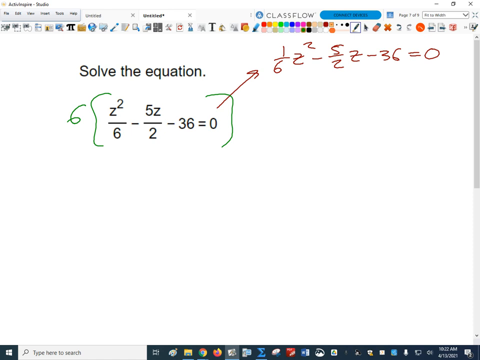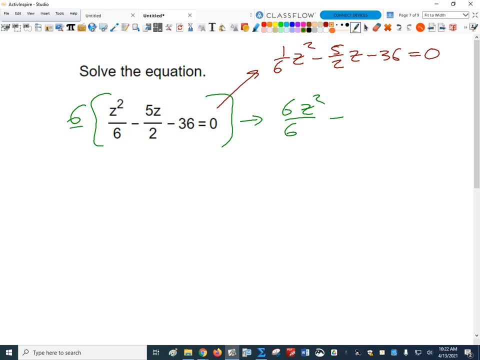And remember, if I've got an equation, as long as I multiply both sides by the same number, that's fine. I can do that to an equation, right? You got to treat both sides equally. So I want to remind you about a little trick here. So one thing I could do, if I distribute the 6, I would get 6z squared over 6 minus 30z over 2, because I just multiply straight across, don't I?